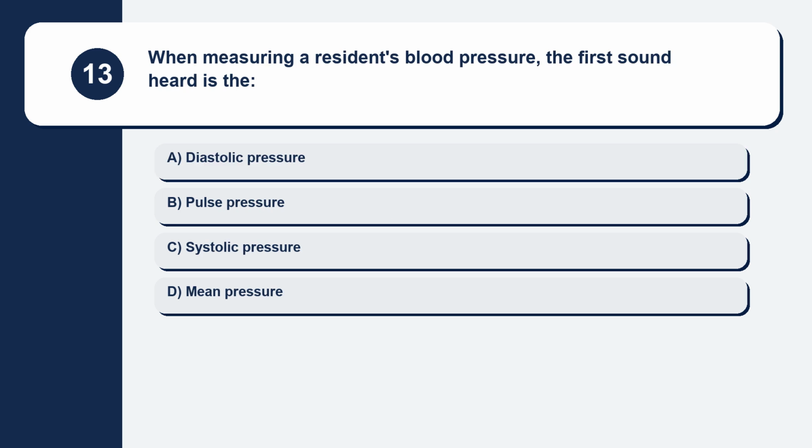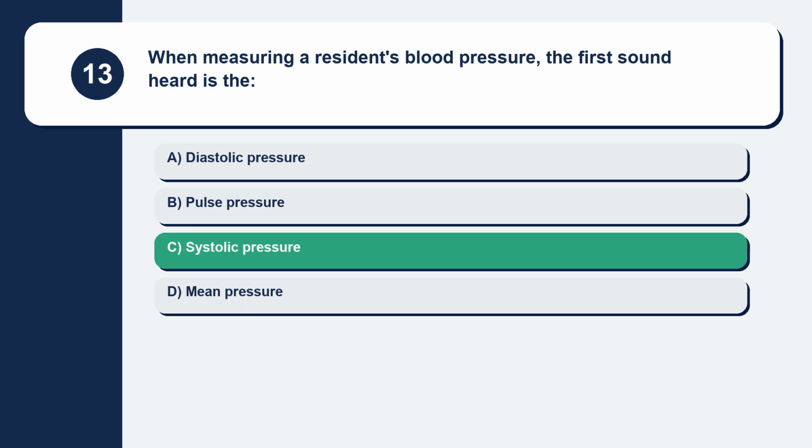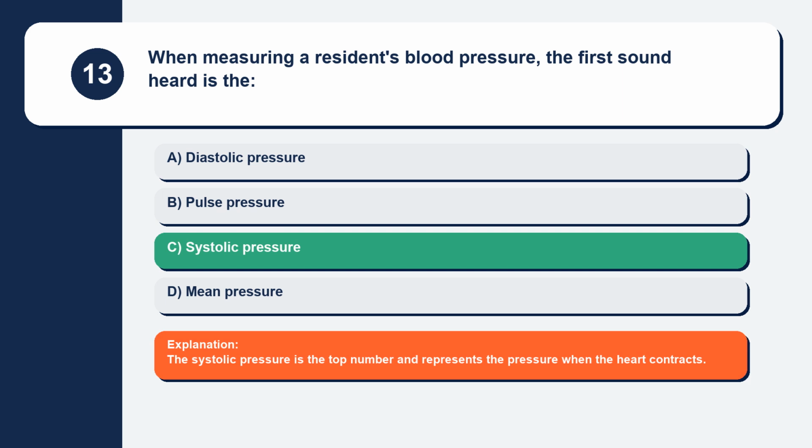Question 13. When measuring a resident's blood pressure, the first sound heard is the diastolic pressure, pulse pressure, systolic pressure, mean pressure. The systolic pressure is the top number and represents the pressure when the heart contracts.